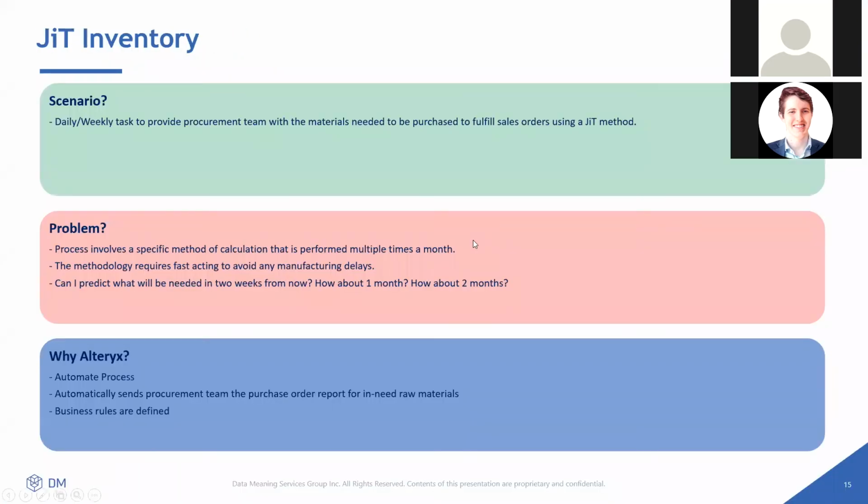So our next inventory, our next use case can be what? Just-in-time inventory. So what's the scenario? Maybe we have a daily or weekly task that we need to provide procurement team with the materials needed for the purchase to fulfill all the sales orders that we have using the just-in-time inventory. So I need to provide the responsible for each department all the information they need to purchase new materials.